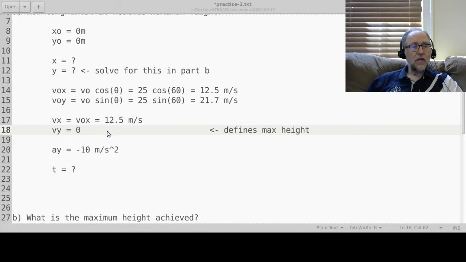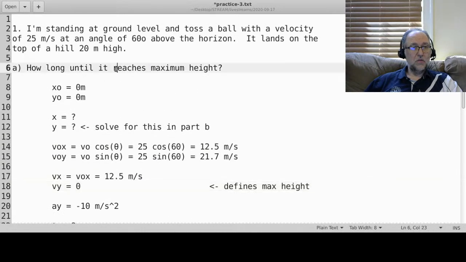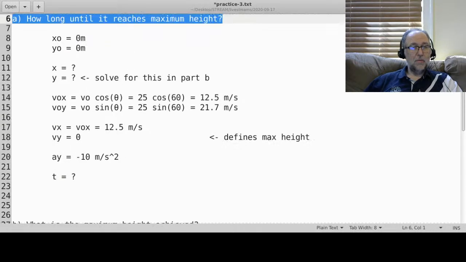Okay, so then there's your acceleration, and it's downwards. So minus 9.8, but we're rounding off to 10 in the course, and we'll round off to 10 in the assignments and on the test too. And then the time to reach maximum height is unknown. In fact, that's what I'm asking you to solve for in this one. How long before it reaches maximum height?